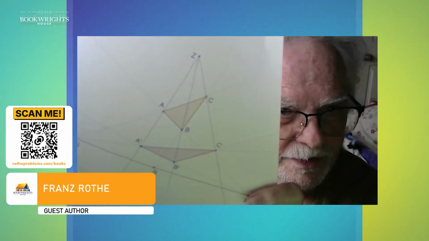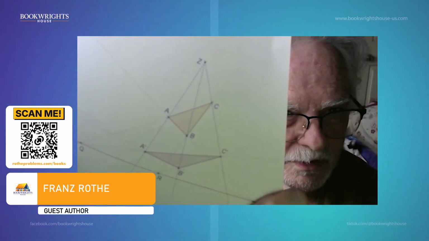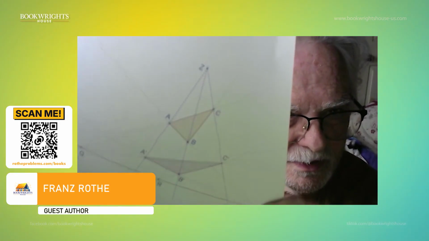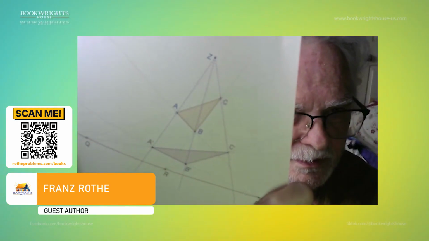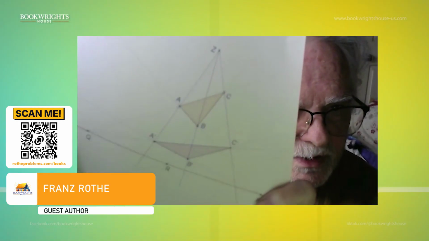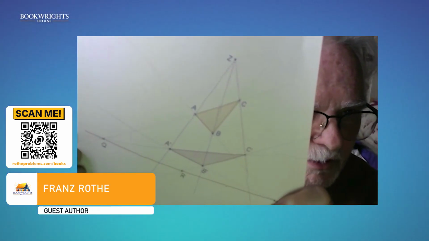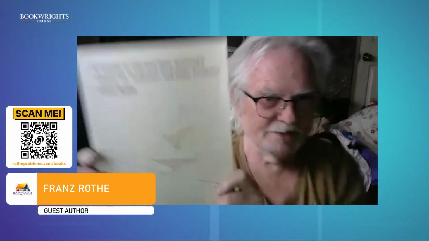Also, you can see that if you extend the sides of the two triangles, then you get points of this line. So that is a natural three-dimensional interpretation of this figure. But if one does not have the third dimension, then this figure has a peculiarity which is not evident.